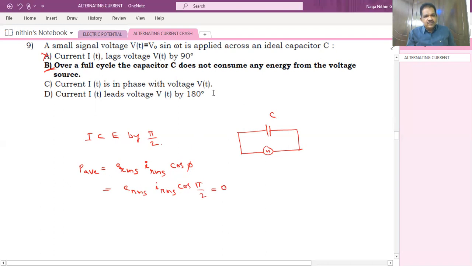Current is in phase with the voltage. You know, current leads EMF by pi by 2. Current leads voltage by 180 degrees, 90 degrees only. So these two options will also be wrong here.